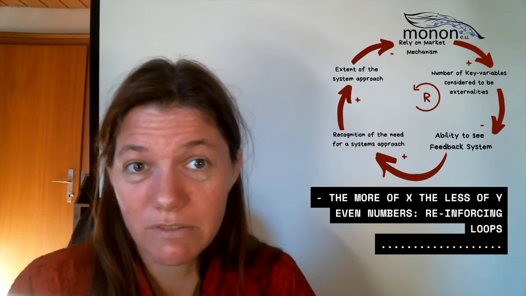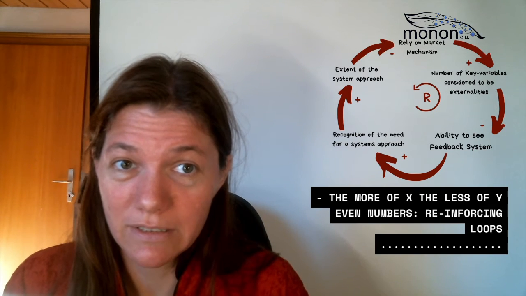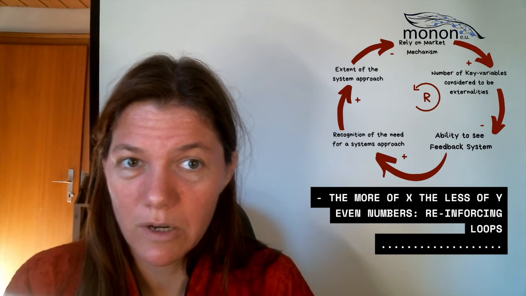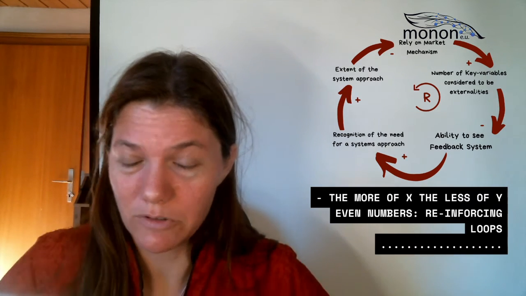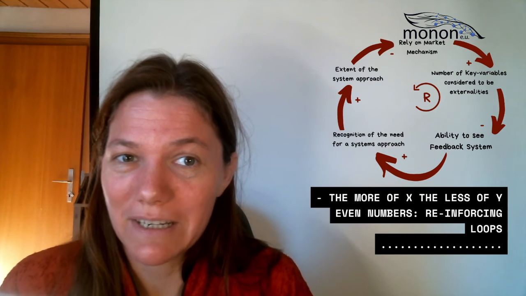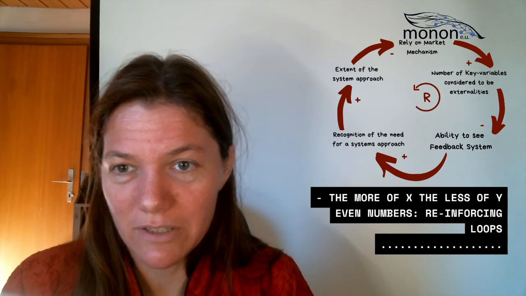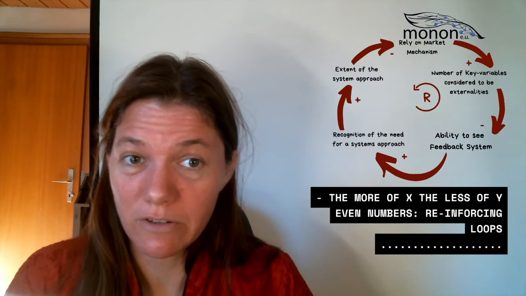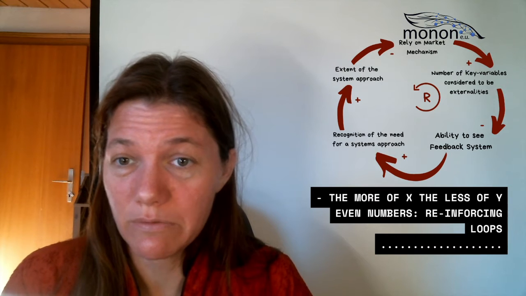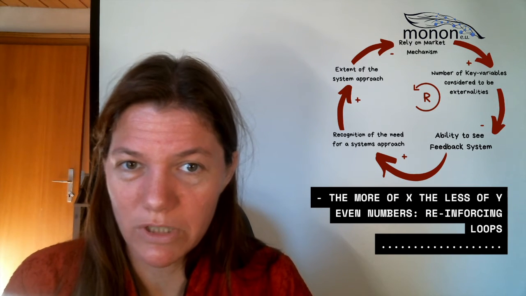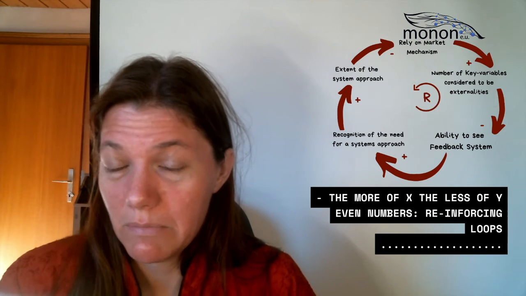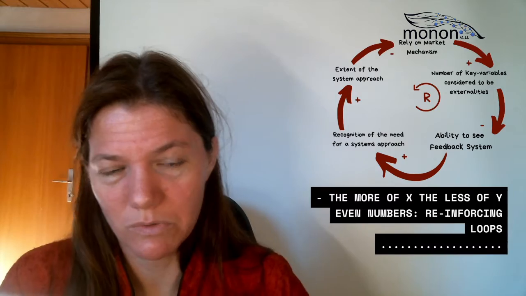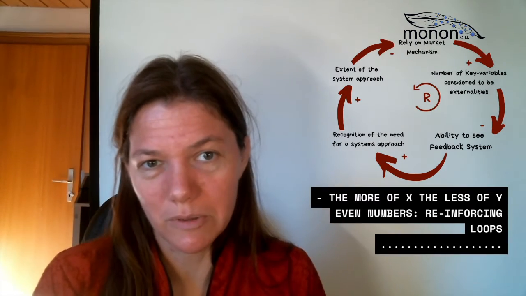But I could also positively read it, saying the less we rely on the market, the less key variables we consider to be externalities. So we include them in our thinking, in our modeling. And therefore, the higher is our ability to see the feedback in the system. Therefore, we recognize more and more how a systems approach can be helpful. Therefore, we apply systems approaches more and more, and therefore we less rely on the market mechanism and so on. So this can also be a loop the other way around.